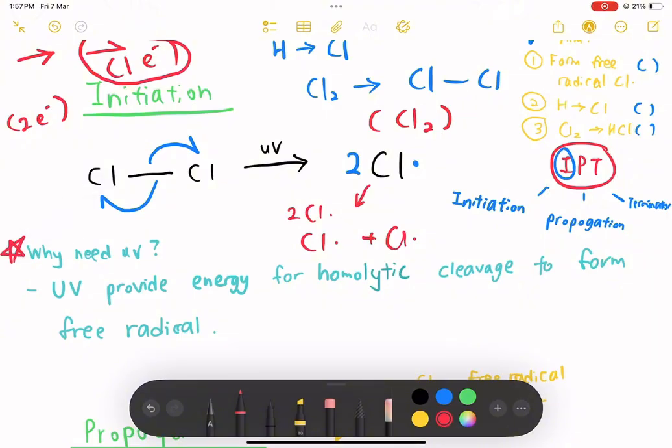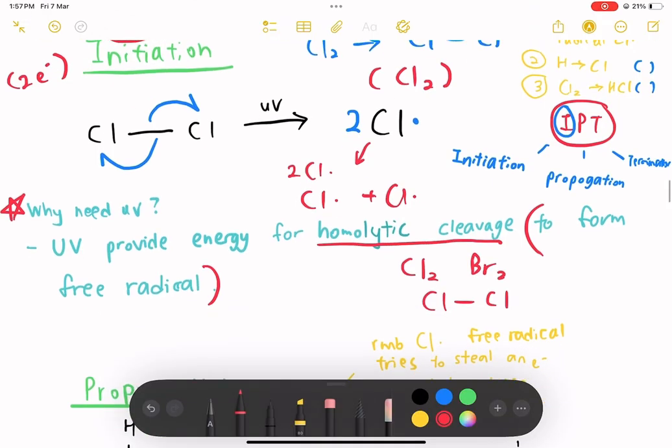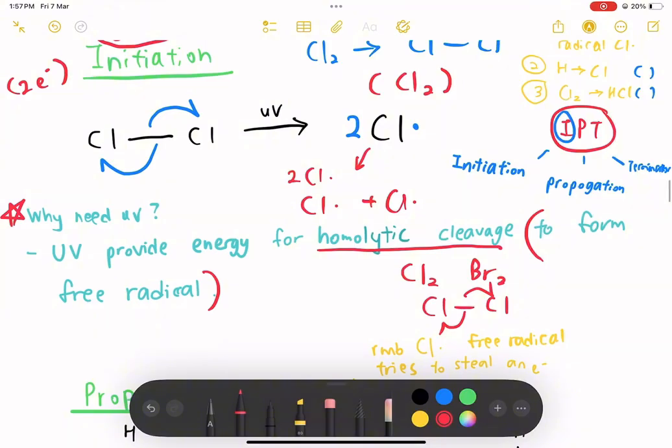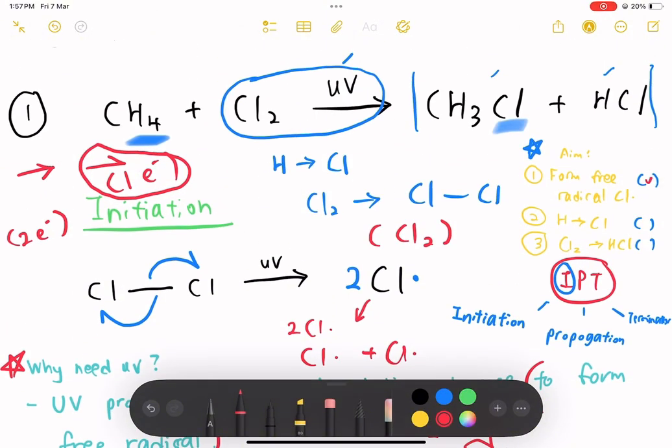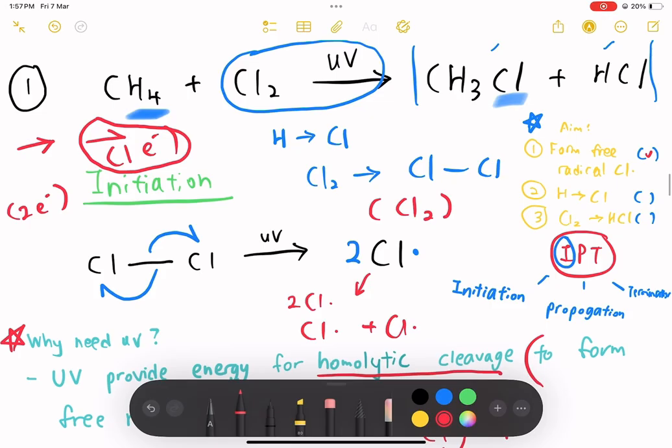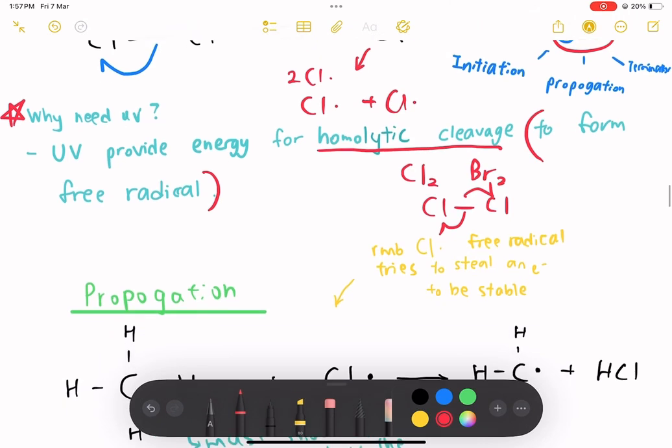Why do we need to use UV? Because UV provides energy for homolytic cleavage to form free radicals. Homolytic cleavage means that for identical things, let's say Cl2 or Br2, the bond is cleaved evenly. And this is homolytic cleavage. Next, after you form the free radical, you take one tick, and then you need to know that H must be replaced by Cl. So what we need to do is like this.